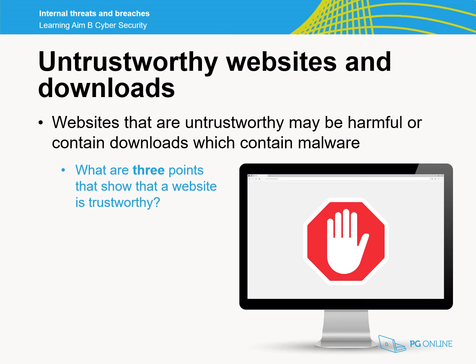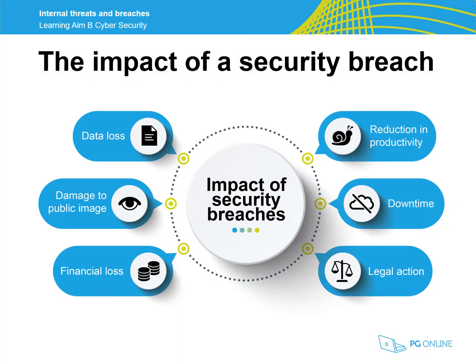Have a think. We have now covered the internal threats to a system and data. So we've looked at what could possibly happen inside the organisation which would cause harm. We're now going to look at the second objective for our lesson, where we analyse the impact of a security breach. So what could happen if our system or data was attacked by the internal threat? Again, there are 6 points for us to look at.